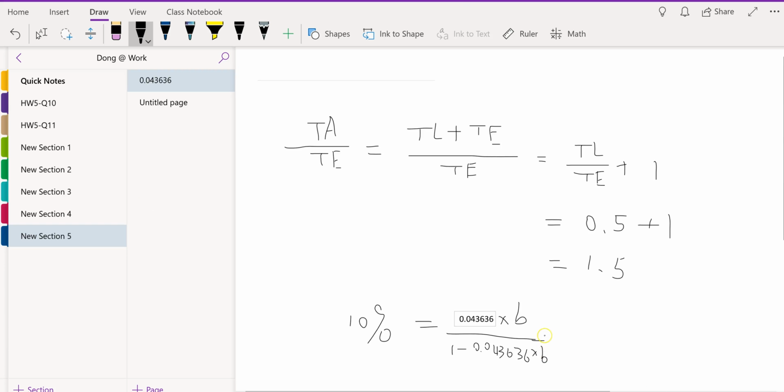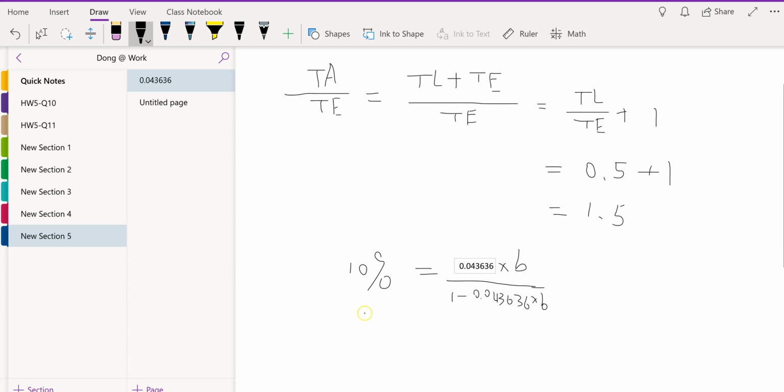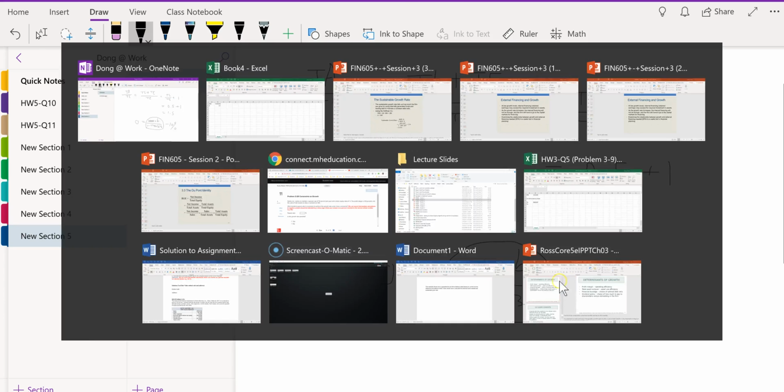Oh, by the way, in order to use this Excel function, I have to slightly change this equation to be this whole chunk minus 10% equals 0. It's the same, right? I just moved 10% to the other side, so I need to change the sign. So this equation will become this in this format.